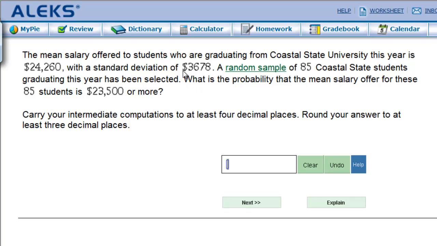Now, notice with me that they don't tell us anything about the distribution being normal. And because they don't, we need a minimum sample size of 30, and we have a sample size of 85, so we're okay. Since they're interested in the probability that the mean, that's important, it's the mean salary, not an individual salary of one person they pick out, but the mean of these 85 students is 23.5 or more, we're going to use the central limit theorem.